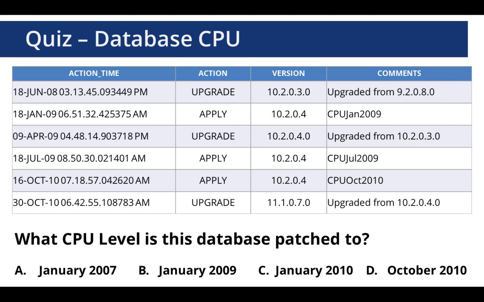So the question here is, what CPU level is this database patched to? As you can see, and there's nothing tricky here, it's basically all in chronological order. So you can see that it was upgraded from 9.2.0.8 to 10.2.0.3. They applied some critical patch updates, and they updated to 10.2.0.4, and now they've updated to 11.1.0.7. So the question is, what CPU level is this database patched to?